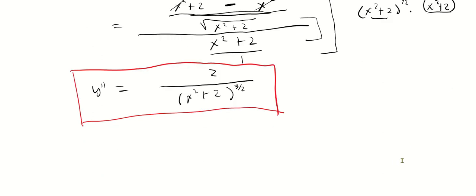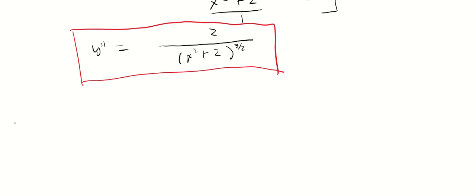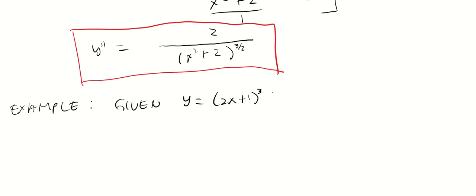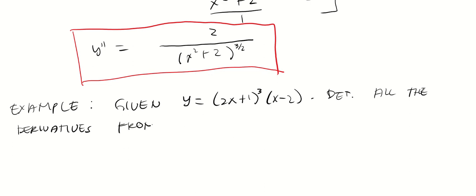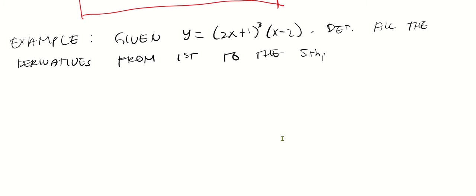Another more difficult example. Let's try this. Given y equals 2x plus 1 cubed and multiply it with x minus 2, determine all the derivatives from the first order to the fifth order. So we need to determine all of them. Solution.